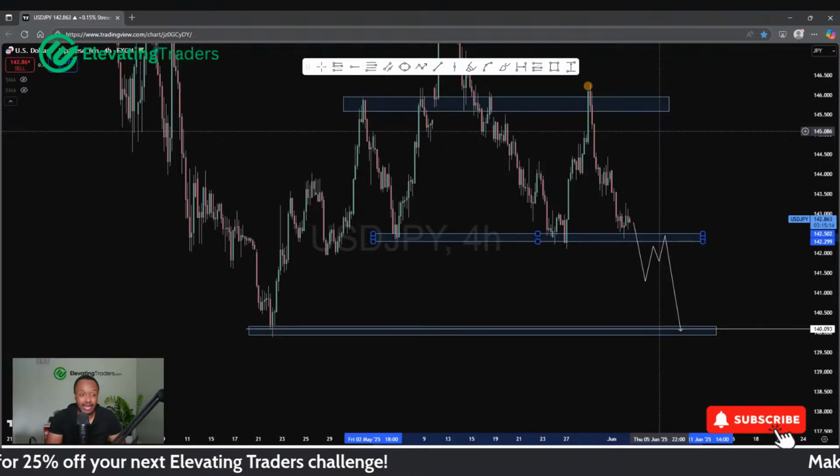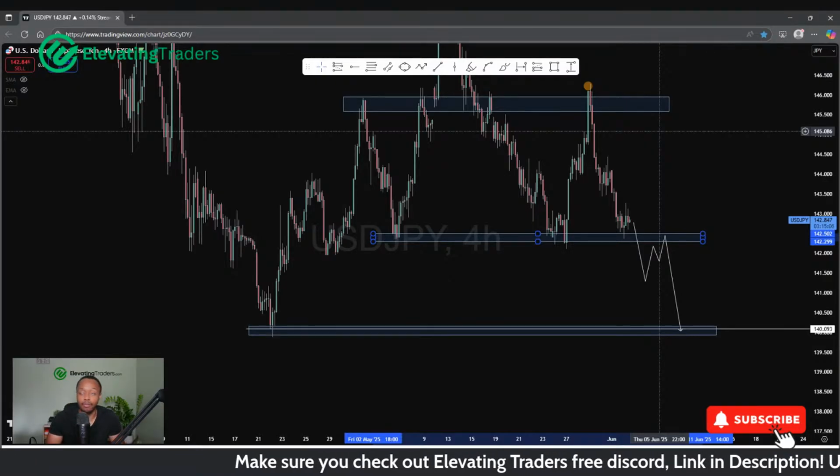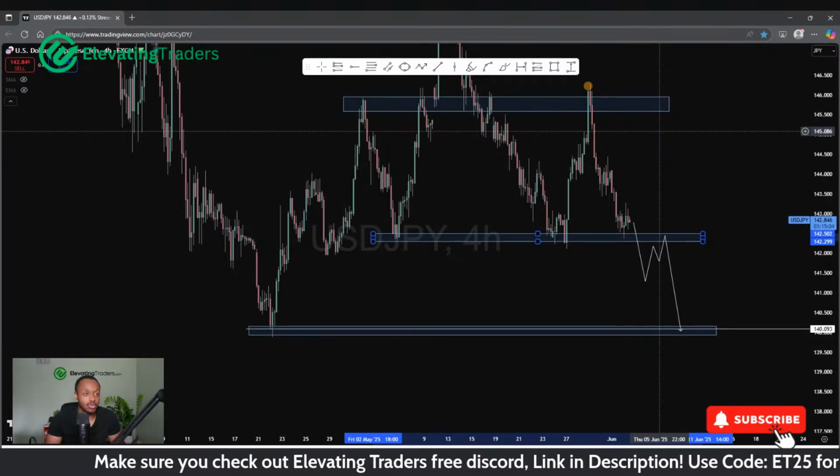I wouldn't say price action looks great right now in terms of supporting the buy idea. I would want to see a bit more development in terms of rejection, momentum from bullish candles to justify a buy there.